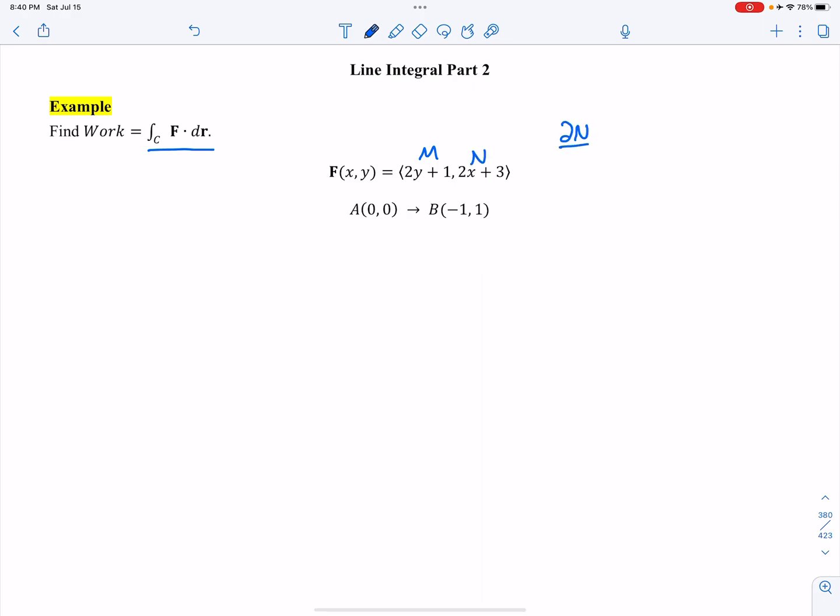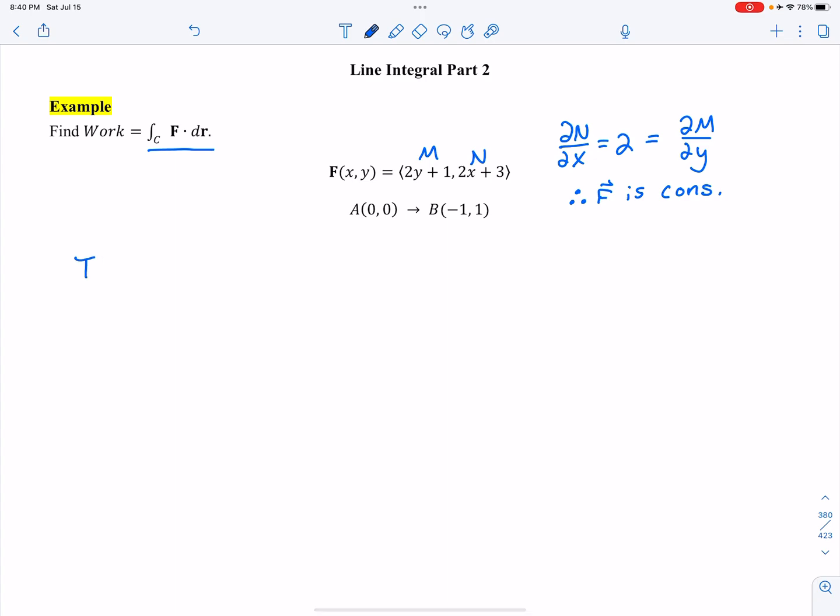The partial of N with respect to x is equal to 2. That's also the partial of M with respect to y. You can take a look there. So that means that F is conservative. All right, I'm going to work through this method. It's the same layout every time.